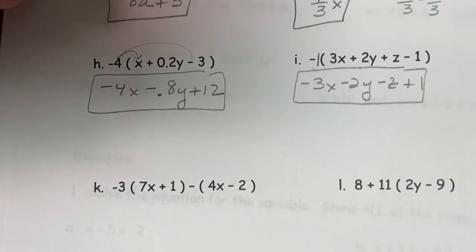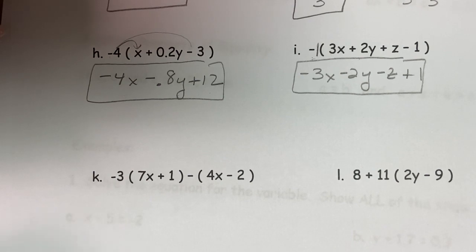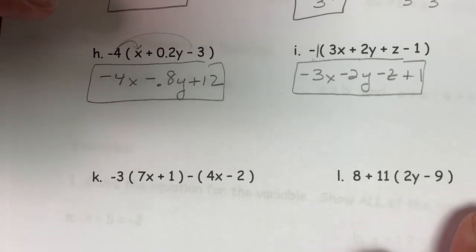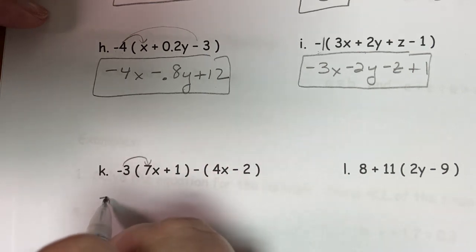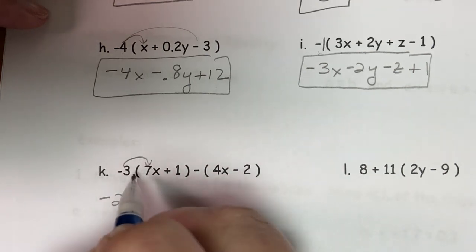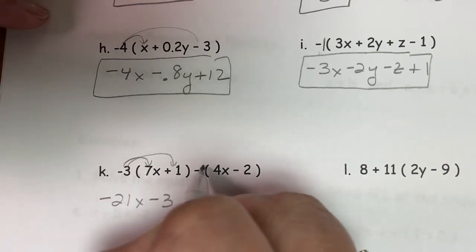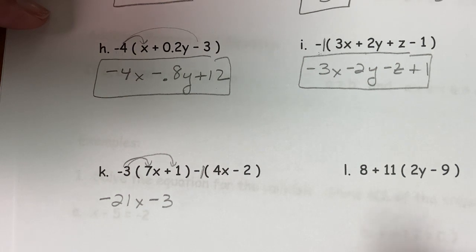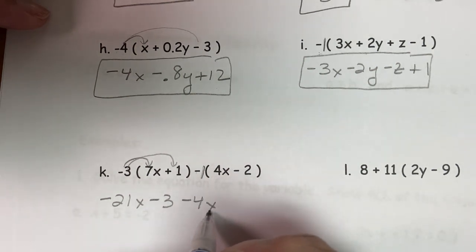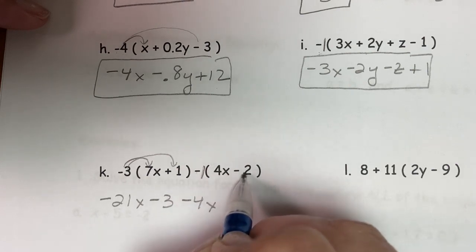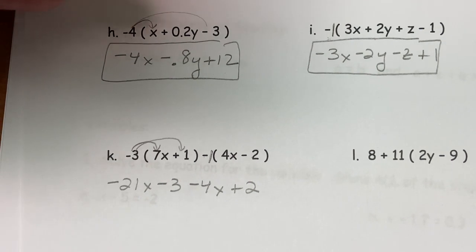Let's look at k. You can see I have 2 sets of parentheses to eliminate, so that means I'm going to end up distributing 2 different times. So negative 3 times 7x is negative 21x. Negative 3 times positive 1 is negative 3, remembering that there's a negative 1 out here. So now we do negative 1 times 4x is negative 4x. And negative 1 times negative 2 is a positive 2. Make sure you're watching your signs.